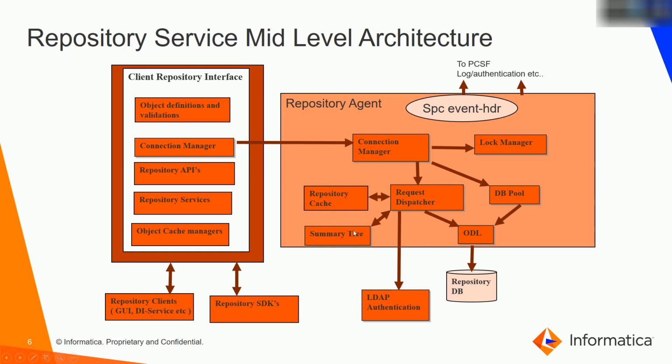Then we have a very big module inside the repository service, which is called the summary tree. So why do we need a summary tree in repository service? This summary tree is actually on both sides, on the client side and at the server side. At the client side, why do we need this summary tree? This is to speed up fetching of metadata objects for browsing purposes. So that's why we keep the summary tree at the client side.